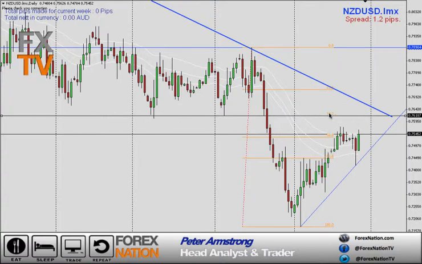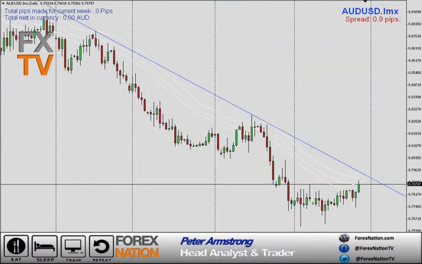So we're going to move up and test the next Fibonacci level, and we have some data coming out of New Zealand in the morning, so we need to be mindful of that. If that comes in stronger than expected, that could definitely push it up into this area. However, if it comes in weak, we could see a pullback. So we'll keep an eye on that as we move forward.